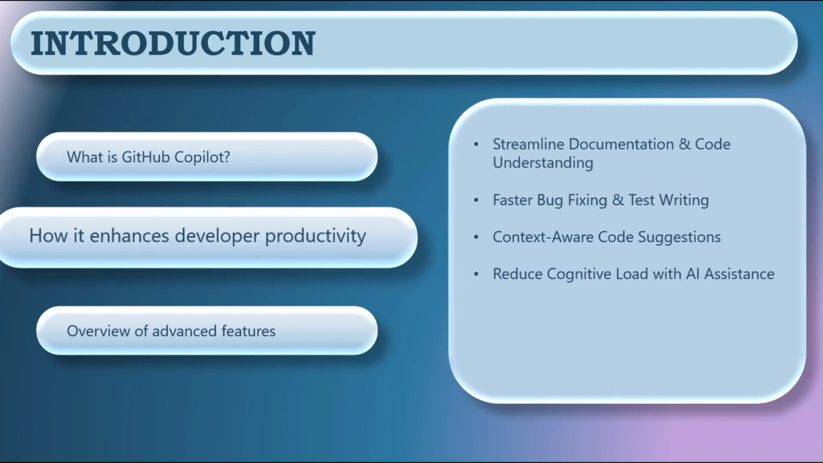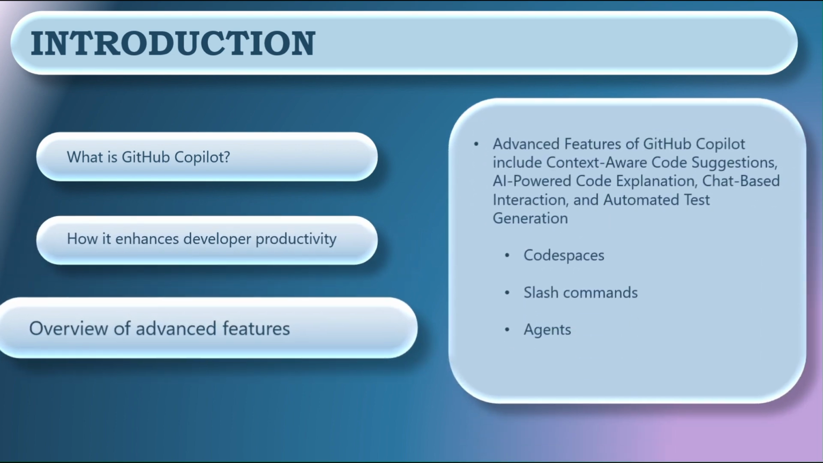It helps to enhance developers' productivity by streamlining documentation and code understanding. It helps to perform faster bug fixing and unit test writing, and by providing context aware code suggestions. And also, it helps by reducing cognitive load on developers. Today, we are going to talk about various advanced features of GitHub Copilot, which are code spaces, slash commands, and workspaces. But first, let's get started with setting up Copilot for optimal performance.